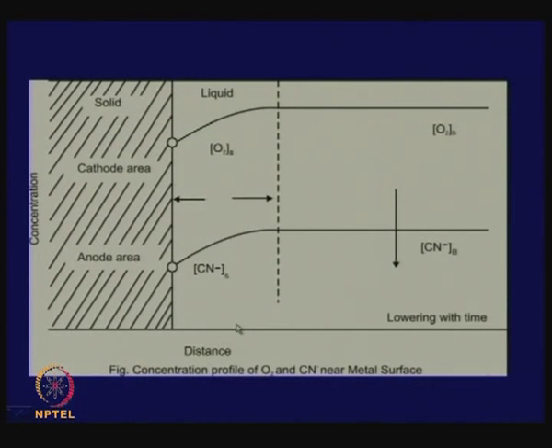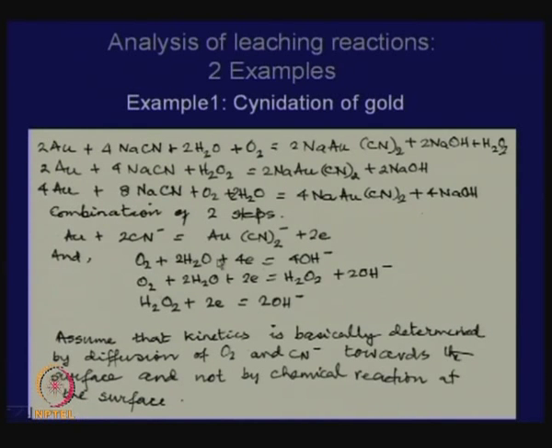This is what we are schematically showing here, that oxygen is moving towards the surface of gold particle, and CN- ion is also going towards the surface, and from there Au(CN)2- is coming out. We have the same situation. We have a boundary layer across which diffusion is taking place, and there is one area we call cathodic area, one area we call anodic area. Let us analyze this little further.